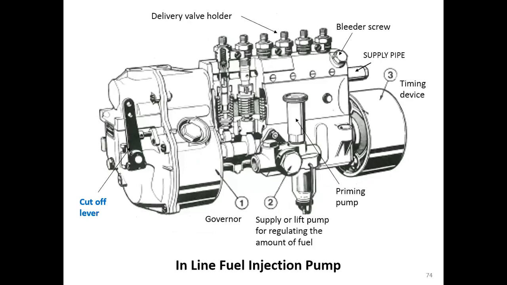Okay, so this shows you a bigger picture of the inline fuel injection pump. We have the delivery valve holder, where we connect the fuel pipe to the injectors, the cut-off lever here, the governor here, and the timing device here. And this is where the fuel is supplied to the manifold. The manifold is inside here, in the same body as the pump. And this is the pump itself here, just a small pump. That's why we call it the inline injection pump.